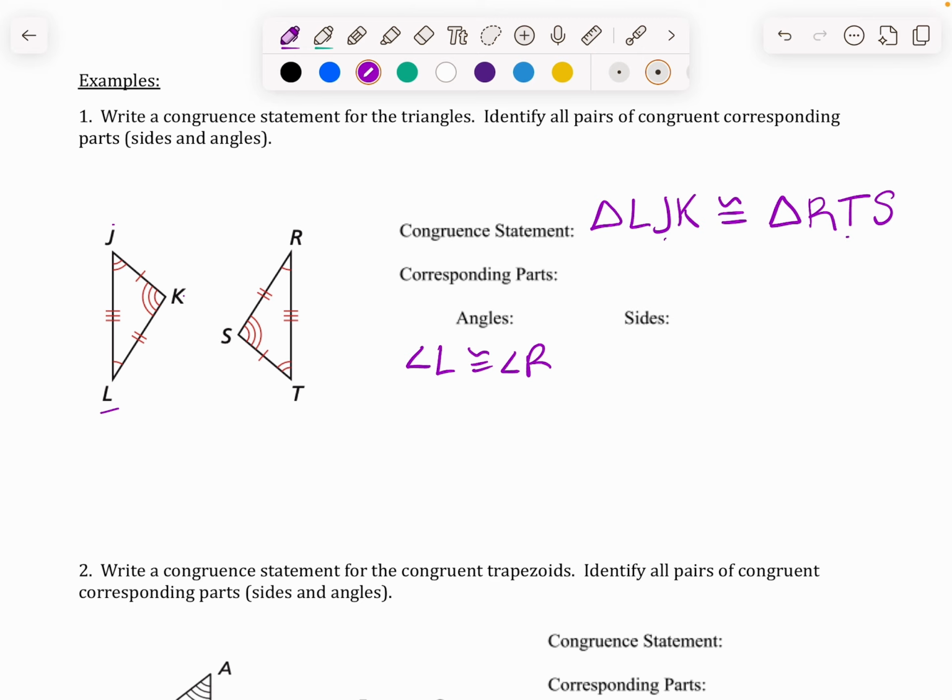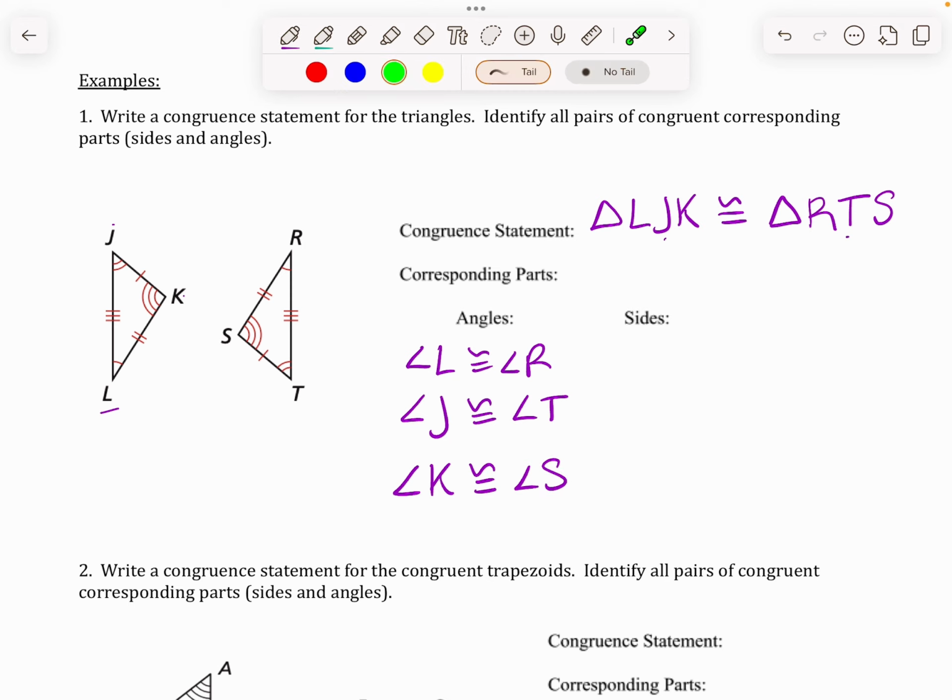J and T are both in the middle. We can see that on our diagram or from our congruency statement. K and S are on the end. So K and S are congruent. So those are the angles. And then the sides you can get from your diagram.